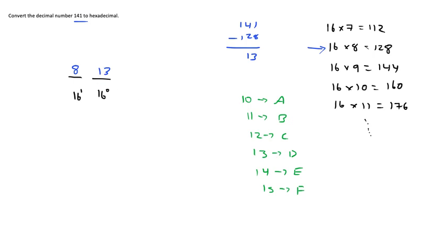So what is our final answer? Our final answer is 8D. So in hexadecimal, 8D is the same as 141 in decimal.